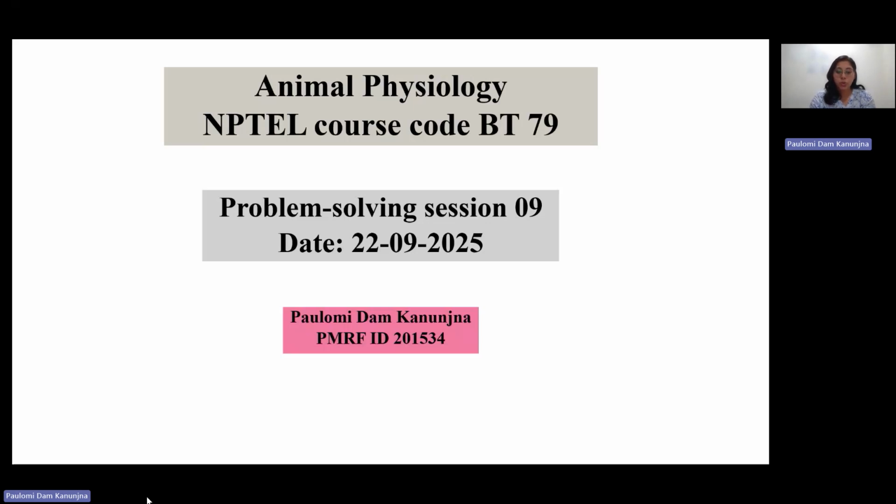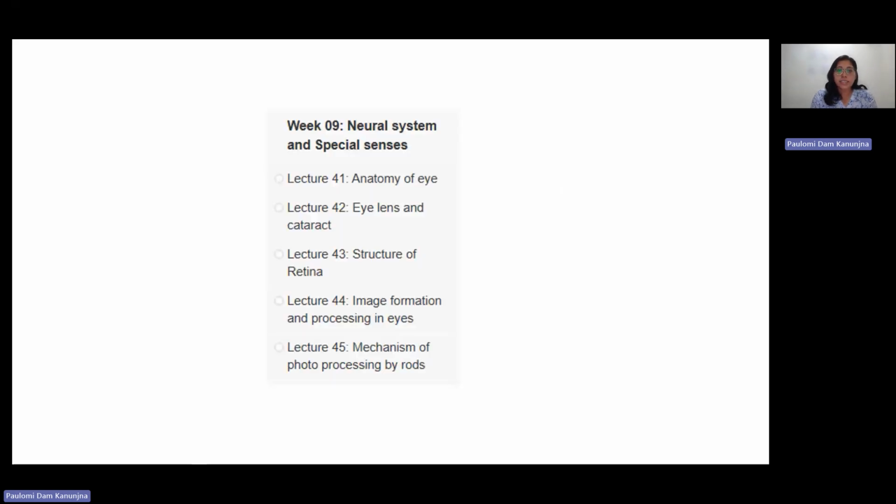Okay, so let's start. This is problem solving session 9 for the animal physiology course, and in this we will move ahead of the neural system and do special systems. So we'll begin with the eye, the visual system, and if you remember, week 9 had 5 lectures. You had anatomy of the eye.